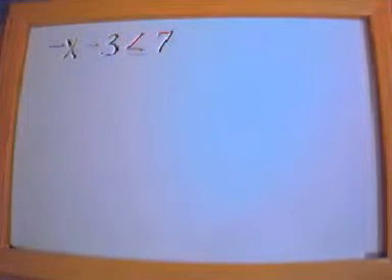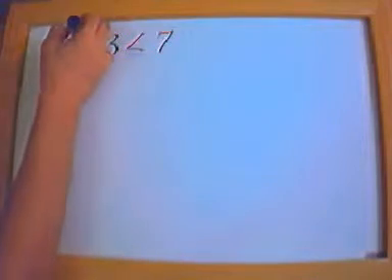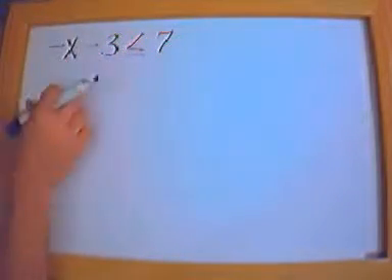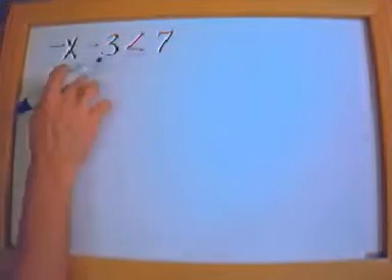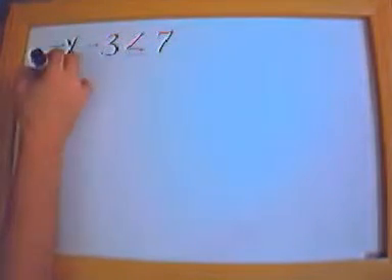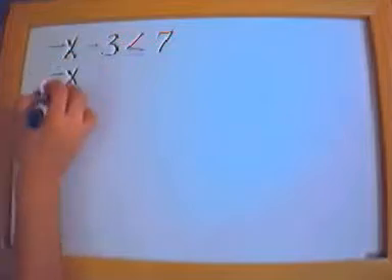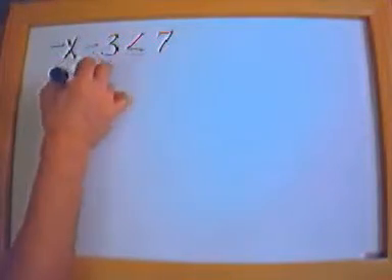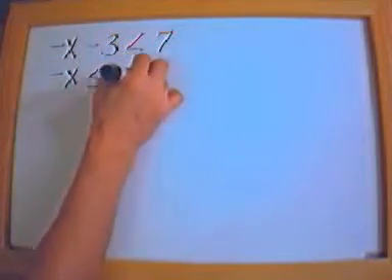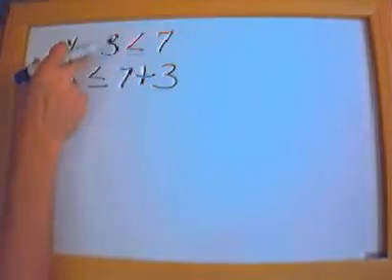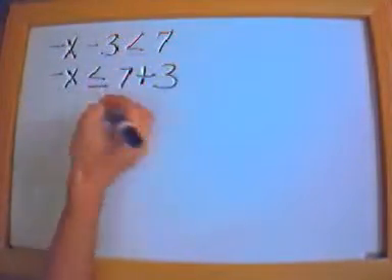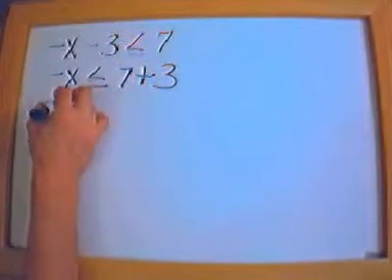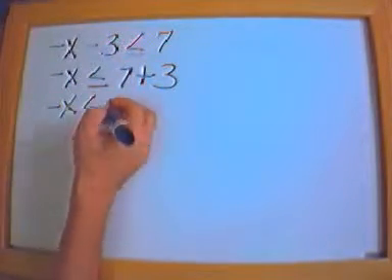Okay. Now this is going to be just like an equation. I want to isolate x by itself. So how am I going to do that? First I'm going to get rid of this 3 and move it over here. In order to do that I'm going to add 3 to both sides. So I'm going to be left with negative x less than or equal to 7 plus 3. On the left I've added 3 and the 3's went away. On the right I've got 7 plus 3, which is equal to 10. So I'm going to have negative x is less than or equal to 10.